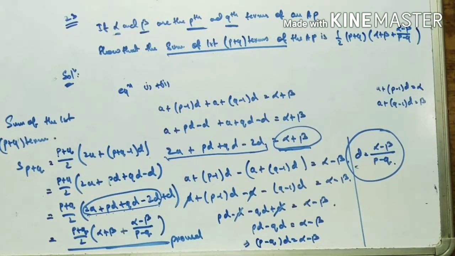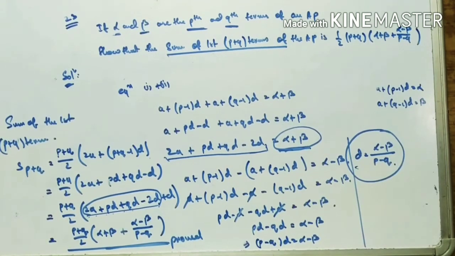So first of all, what is given? It is given that T_P is equal to alpha and T_Q is equal to beta. Okay. Then what I will do? That one I will call equation 1. T_P I will break into the formula. This is the pth term of an AP. I can write it as A plus (P minus 1)D is equal to alpha. That will be equation 1. And next the qth term is beta. So A plus (Q minus 1)D is equal to beta. That will be our equation 2.